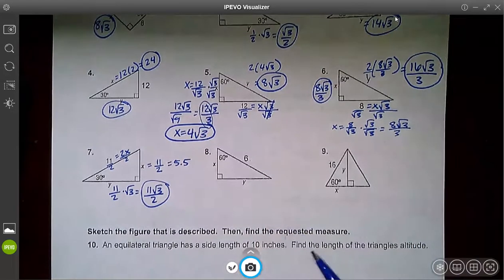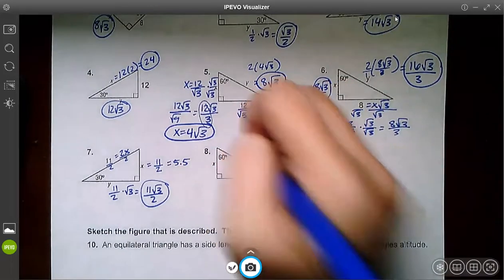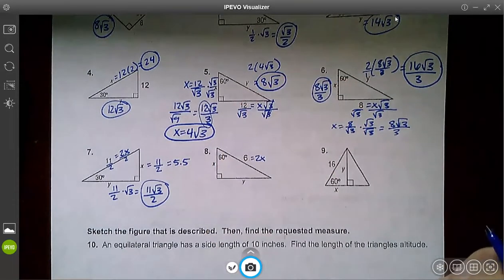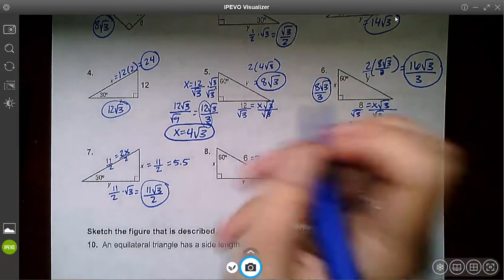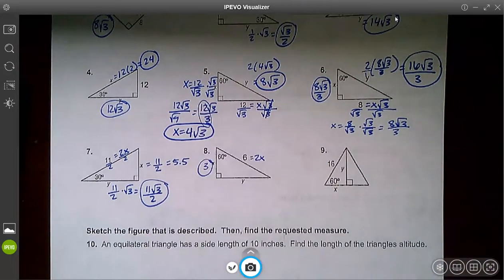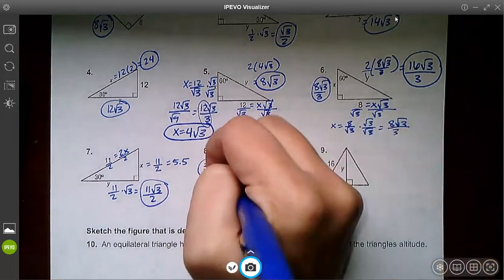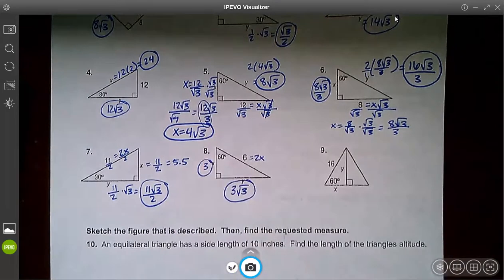Number 8, I'm given my hypotenuse again. So I take my hypotenuse, and remember that's equal to twice my short leg, so I just divide it by 2. So x equals 3. And then take your short leg and multiply it by the square root of 3 to find your long leg, and you get 3 root 3.